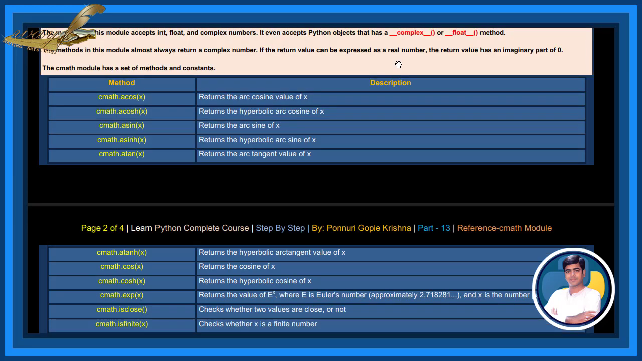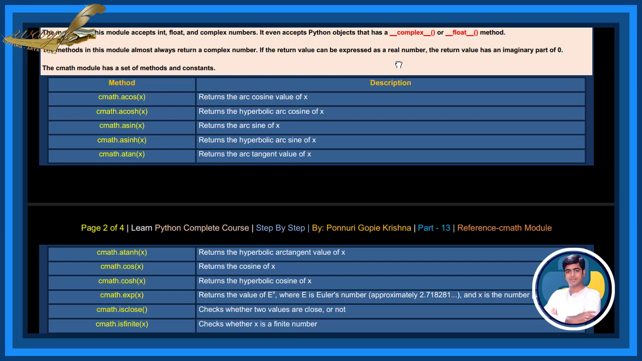cmath.acos method returns the arc cosine value of x. cmath.acosh method returns the hyperbolic arc cosine of x. cmath.asin method returns the arc sine of x. cmath.asinh method returns the hyperbolic arc sine of x. cmath.atan method returns the arc tangent value of x. cmath.atanh method returns the hyperbolic arc tangent value of x.